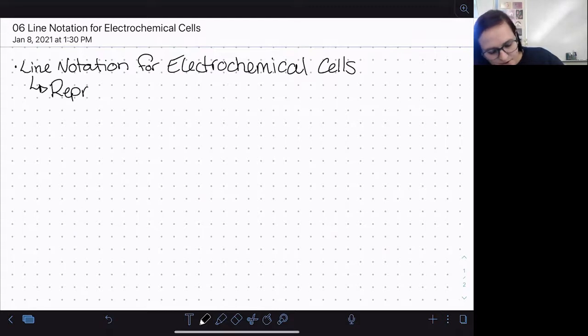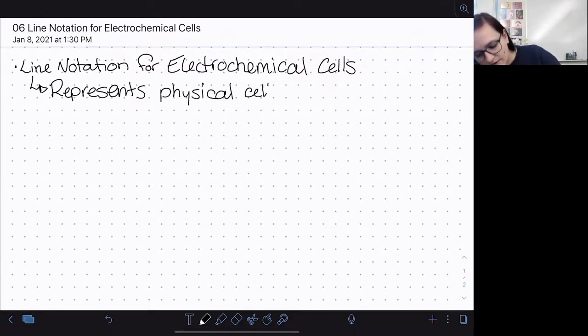So our line notation for electrochemical cells represents our physical cell setup, and that's important, not just the reaction, because we could also write our reaction in a single line of text that we can type. This is representing something slightly different. Often pretty much the same, but not always. More on that soon. So it represents our physical cell setup in a single line of text.